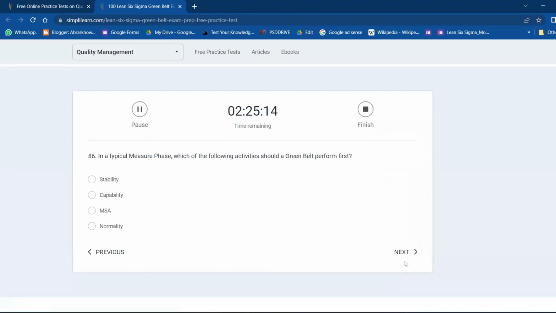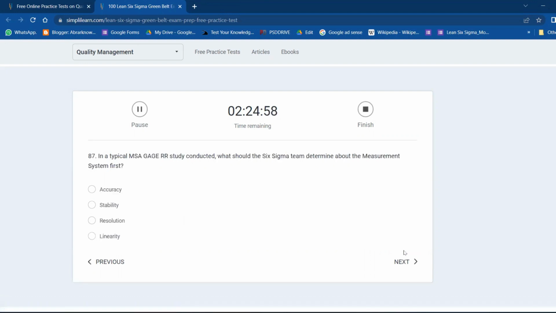In a typical measure phase, which of the following activities should a green belt perform first? When you do a measure phase, the first thing is to check the measurement system analysis, whether the variability is there or not. In a typical gauge MSA, measurement system analysis, gauge R&R, repeatability and reproducibility study conducted, what should the Six Sigma team determine about the measurement system first? Resolution.